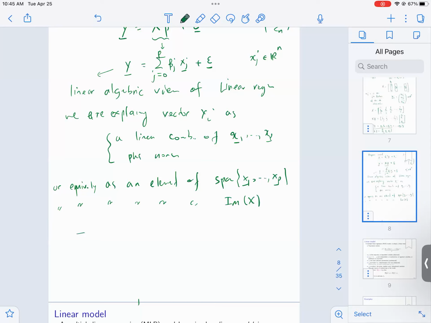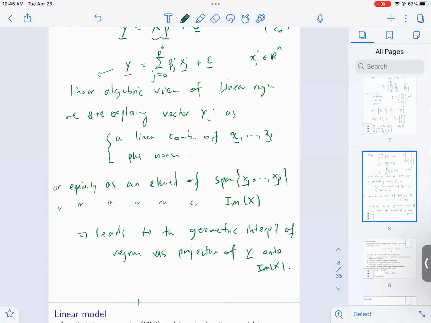So this leads to the geometric interpretation of regression as a projection of y onto the image of x. Review that part of the linear algebra lecture. Any questions?